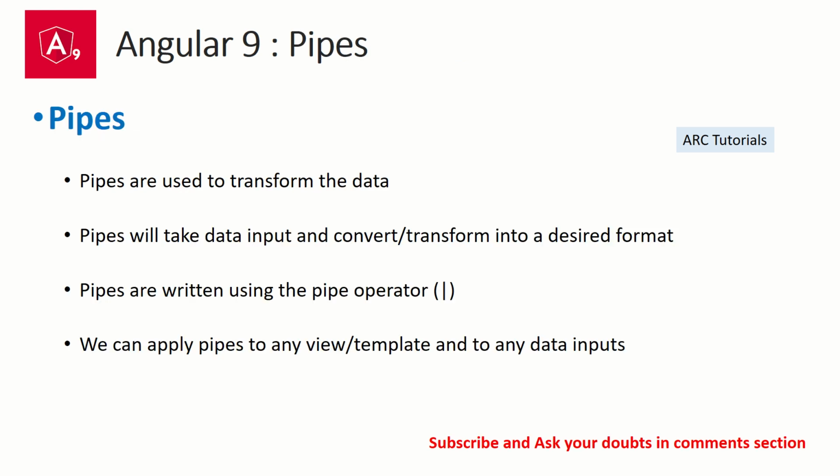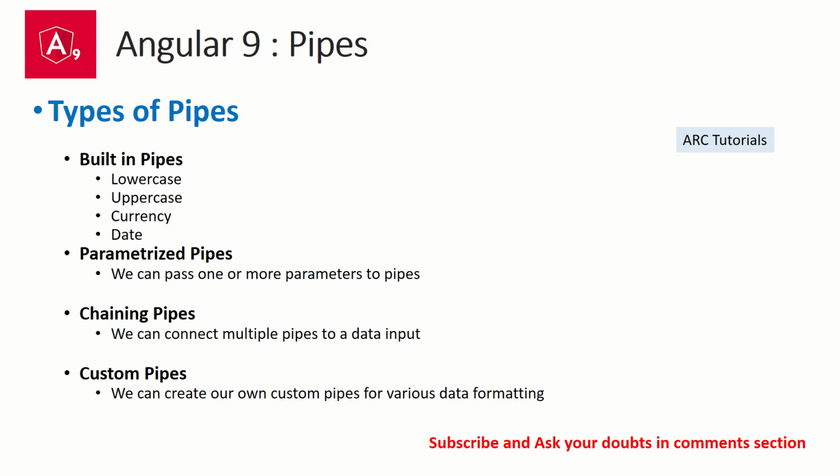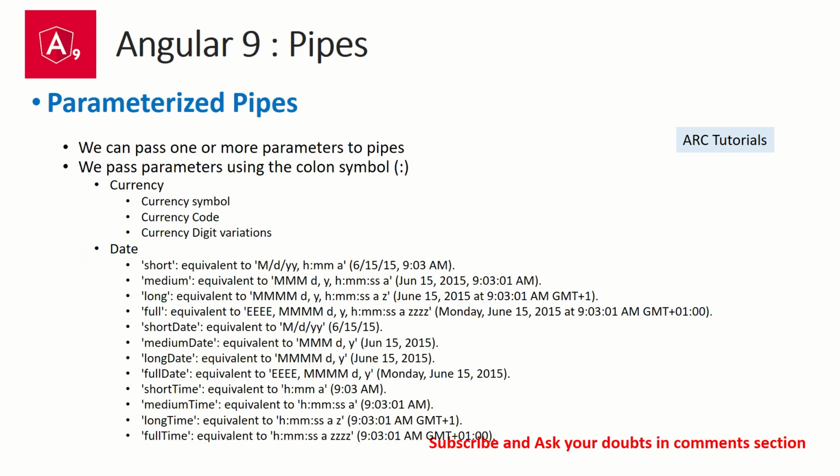Just a quick recap: what are pipes? Pipes are used to transform data. We send some data as input and then we can transform it into another desired output using pipes. Pipes help us reduce extra overhead and work. We know there are built-in pipes, and in the previous episode we explored different types of them. Today we are going to learn how to pass parameters to those pipes, and that is what is called parameterizing pipes.